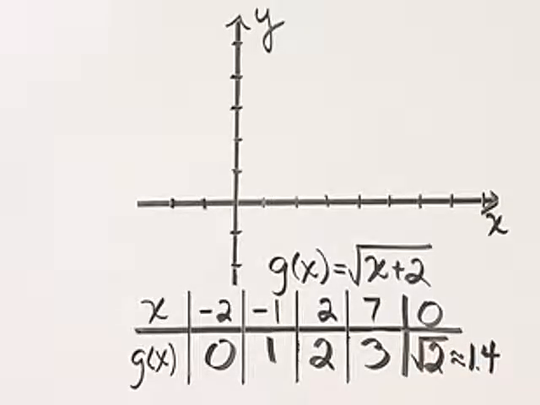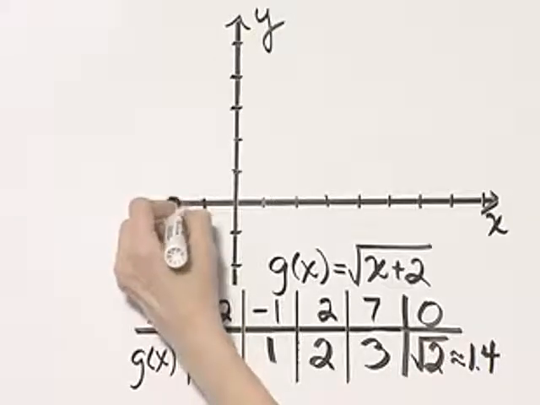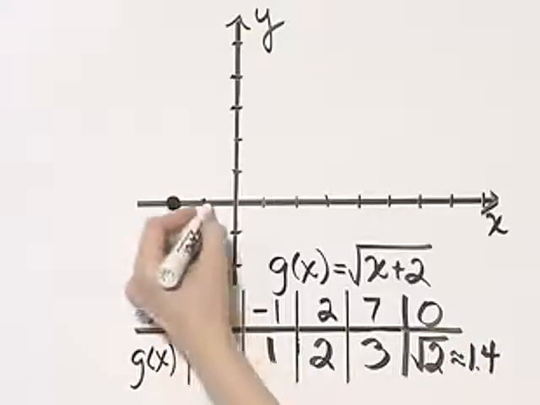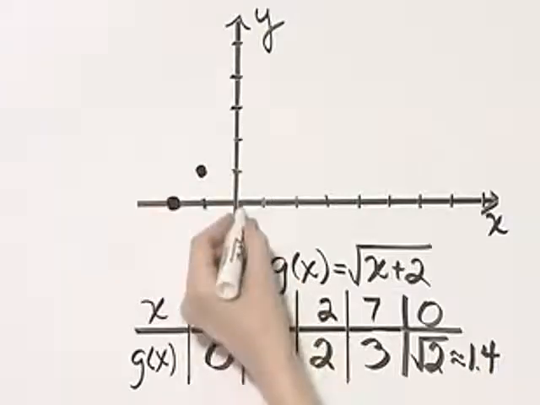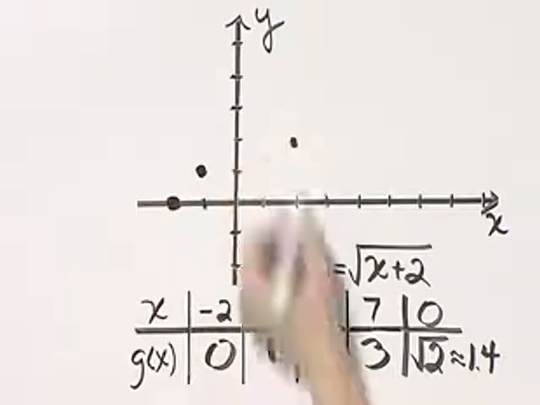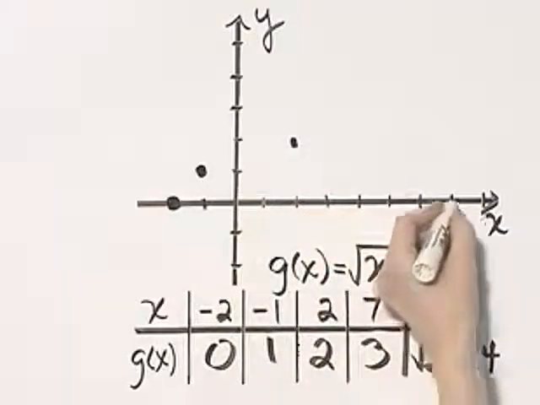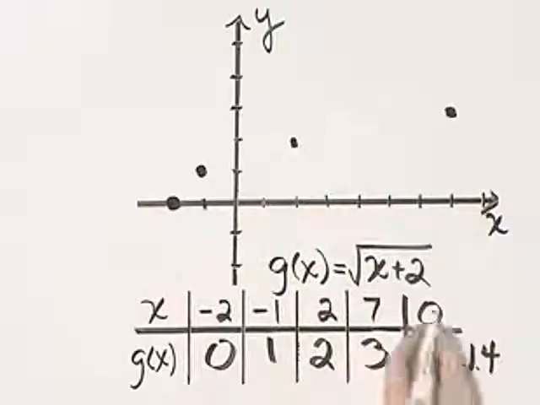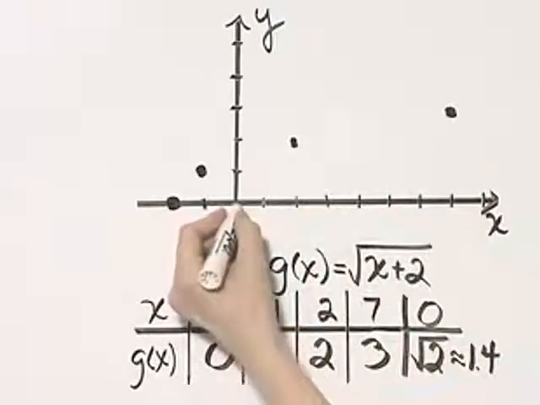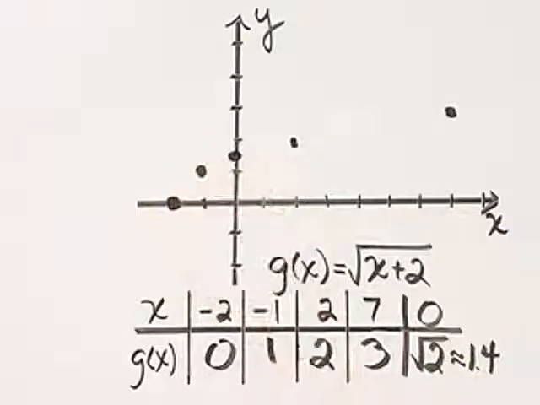So there's our y-intercept. Let's plot these points: -2, 0; -1, 1, 1 to the left, 1 up; 2, 2, that's 2 to the right, 2 up; 7, 3, 1, 2, 3, 4, 5, 6, 7, and 3 up. There we go. And look, here's our y-intercept, 0 left or right, 1 and 4/10 up. And notice that fits in.